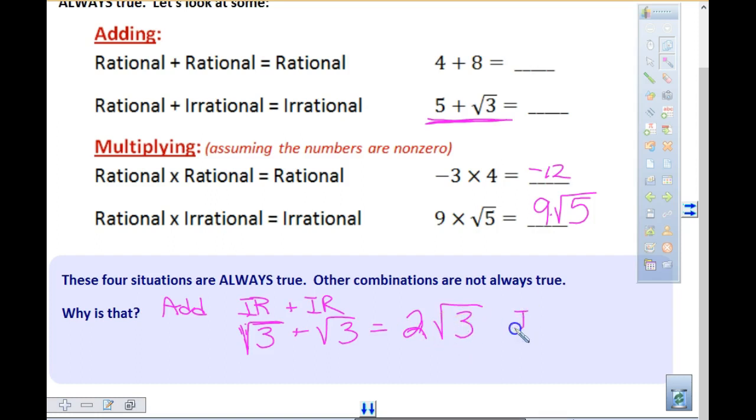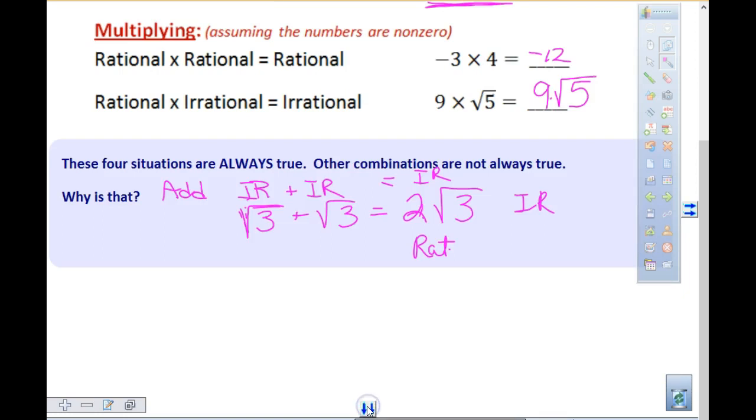Okay. This is irrational, right? So if I add these 2 irrationals, I get an irrational. Is it possible to get a rational number when I add? Could I take square root 3 and add something to it and get a rational number, which is either a fraction, integer, whole number, all that lists under our categories? Can you think of anything?